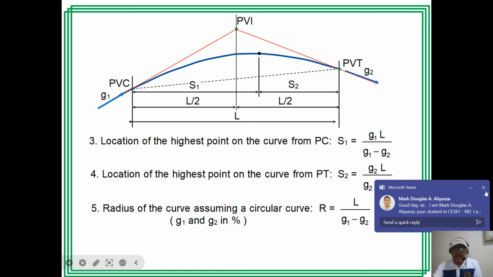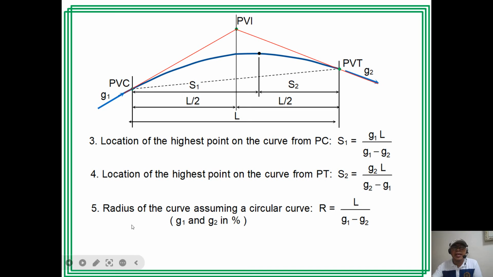Then we can have also the equivalent radius of the curve, assuming that this is a simple curve. Actually this is a parabola, but for shallow slopes of G1 and G2, this will turn out to be fitted in a circle. And assuming this to be a circle, we can have the radius R of the circular curve, equal to L over G1 minus G2, where G1 and G2 are in percent.